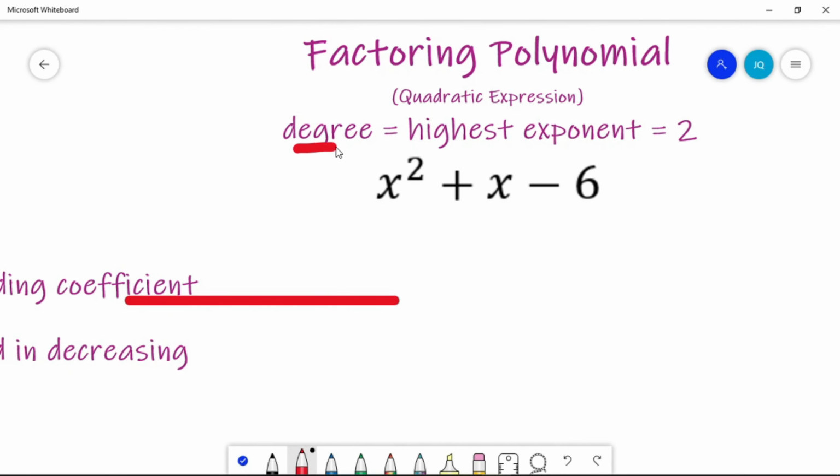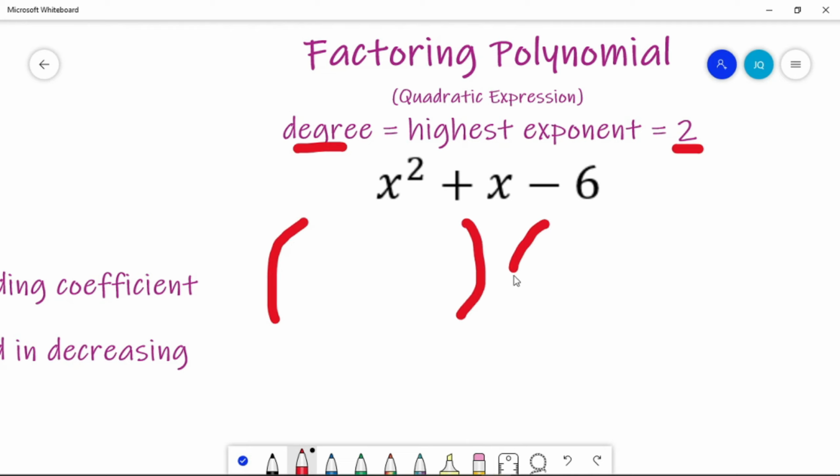Since our degree is 2, it means that the number of our factors is 2. So we would write it here. And then we would factor out first x squared. To get x squared, we would multiply x times x, we get x squared.